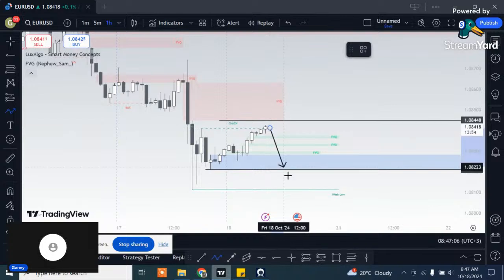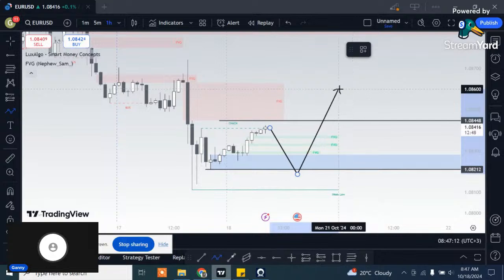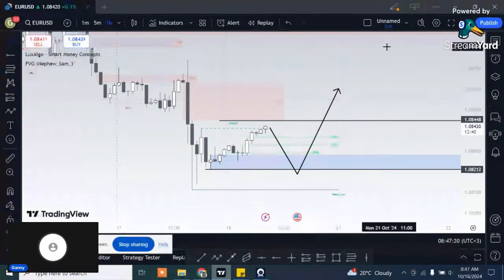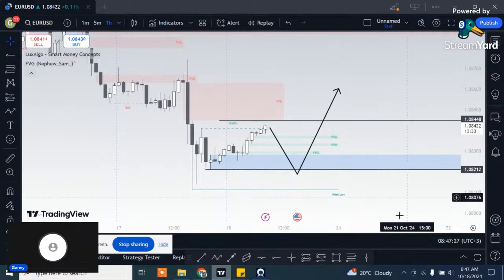out this particular level, collect stops resting below this order block. Once it has done that, then I would expect price to move to the upside. That is scenario one. So key level to look at is this particular level right here at 1.08212. So I would expect price to actually come, take out this level, and then once it has taken it out, I would expect price to move to the upside.